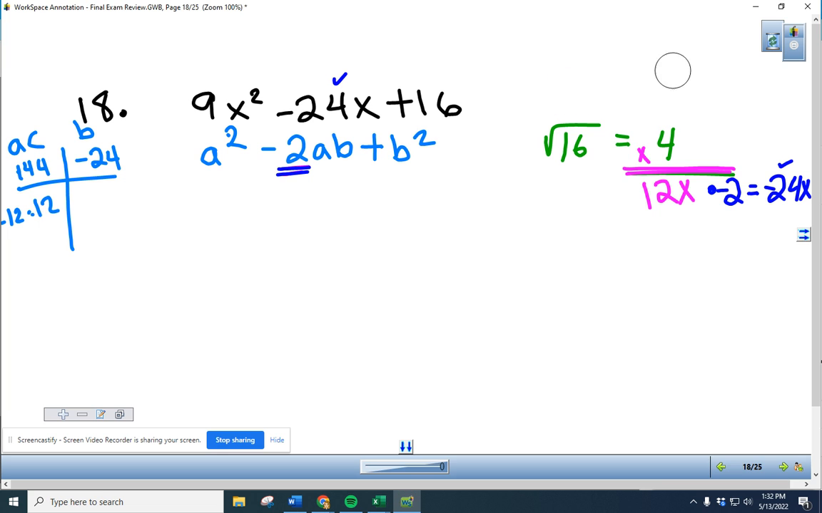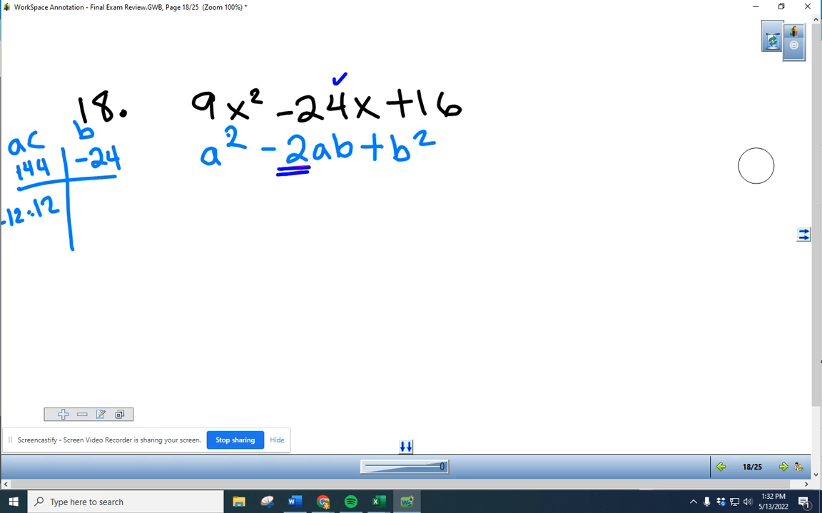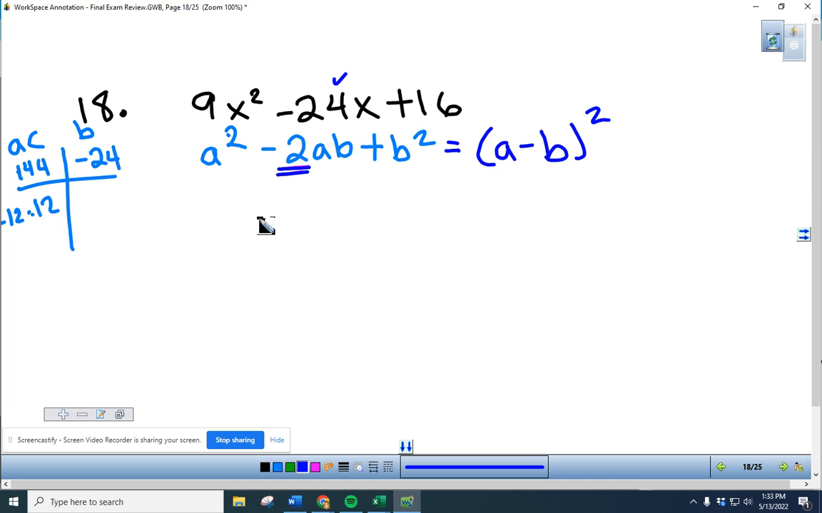And one cool thing about the formula for a perfect square trinomial is that it is just a minus b squared. So we said that the square root of 9x squared was 3x. The square root of 16 was 4. So our answer is actually 3x minus 4 squared. And then if you look at the problem, answer choice D looks pretty great.